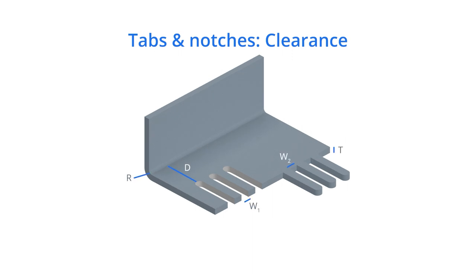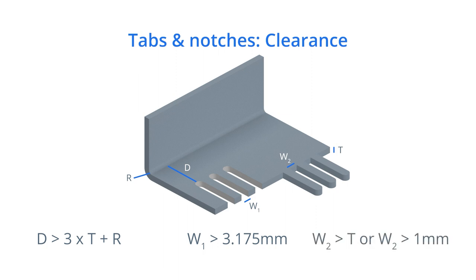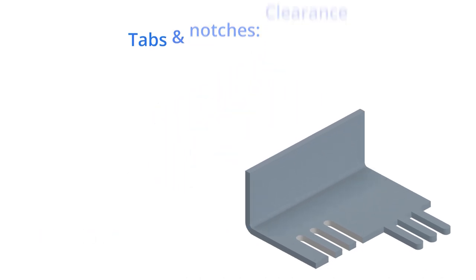Distortion may occur if the distance between the notches and the bend is too small. To avoid this, the notch to bend distance should be at least 3 times the material thickness plus the bend radius. Notches must be at least 3.175 millimeters away from each other. The minimum distance between tabs should be 1 millimeter or the material thickness, whichever is greater.